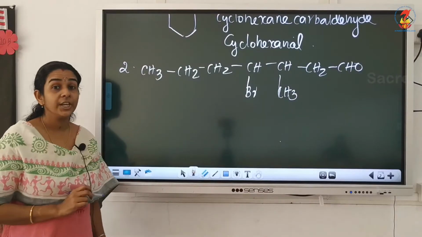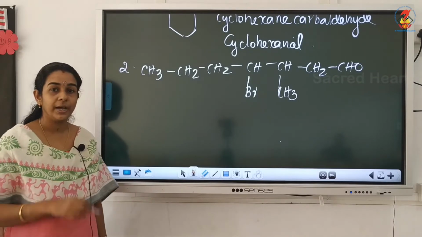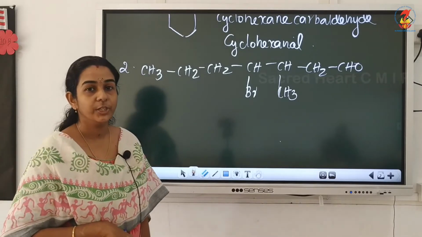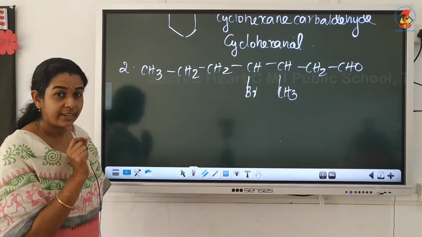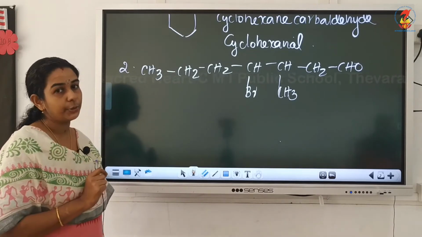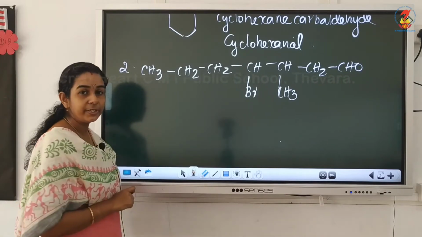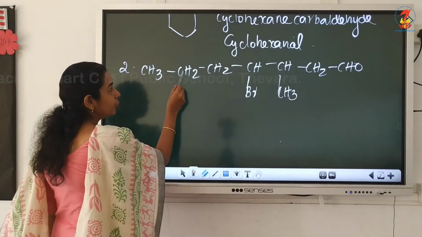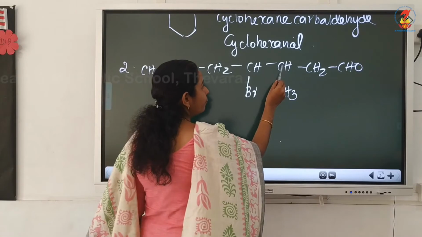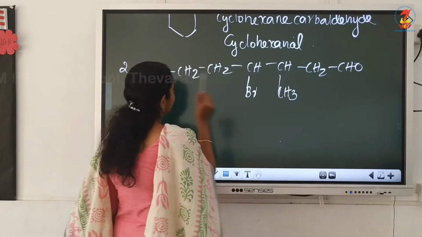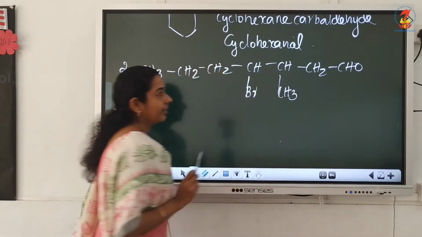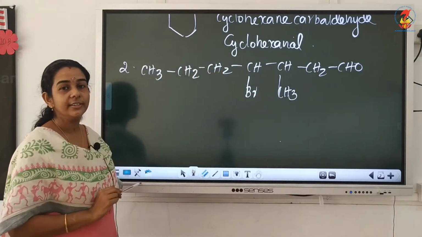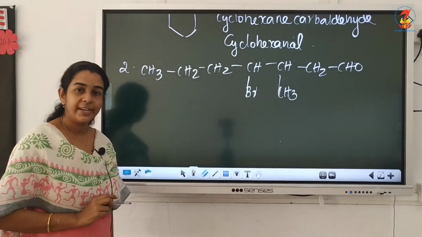How can we do the naming of this compound? Apply the first rule. What is the first rule? Select the longest carbon chain containing the functional group. Okay, this is the longest carbon chain here. 1, 2, 3, 4, 5, 6, 7. So the straight chain is the longest or the parent chain.